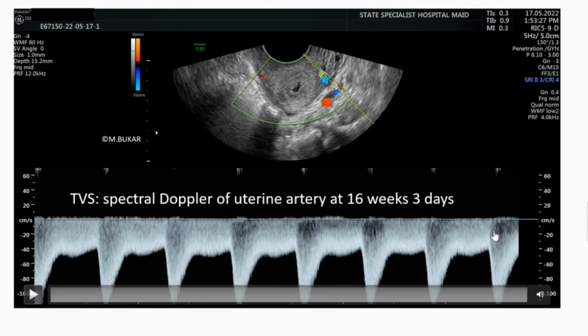Spectral aliasing can be corrected by adjusting the baseline or increasing the PRF or velocity scale, as others call it, decreasing the frequency, or increasing the Doppler angle. Note the characteristic sound of the uterine artery.